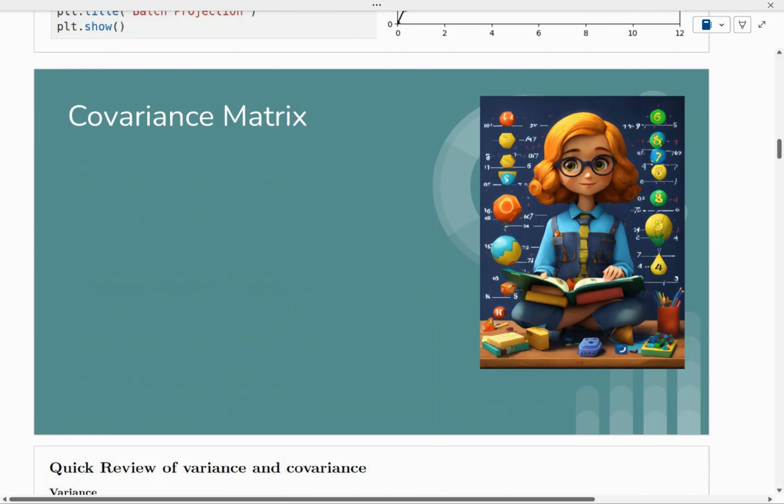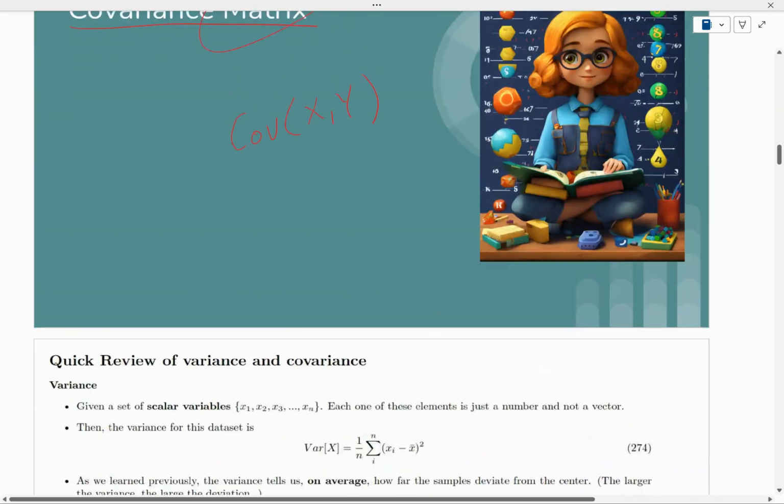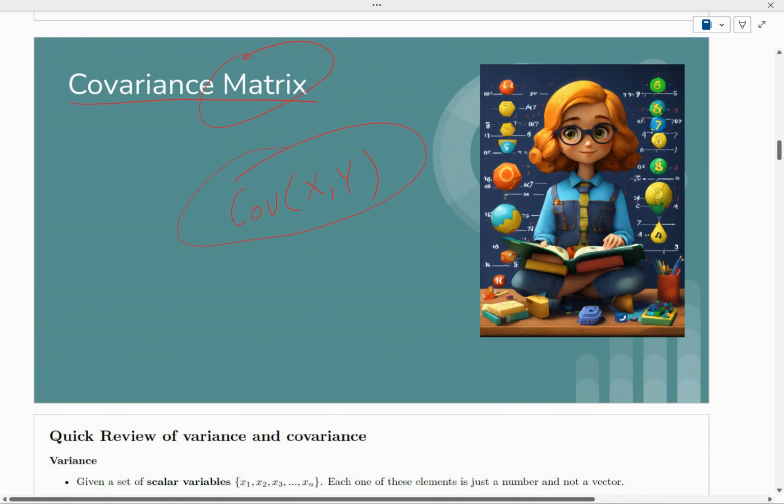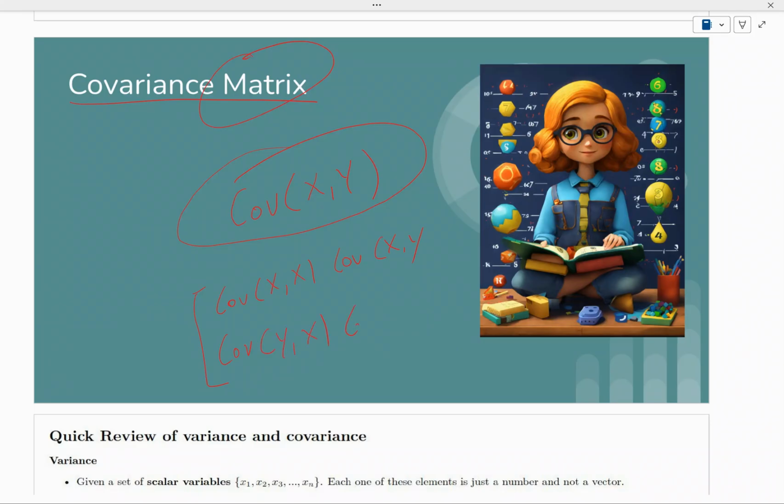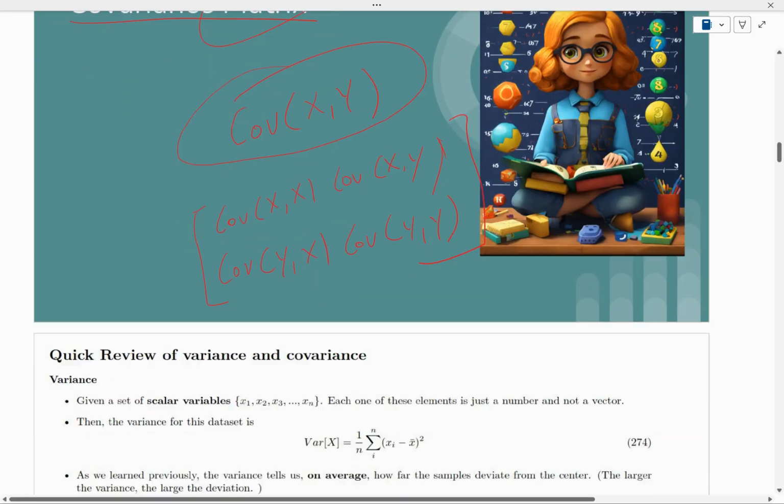After you understand batch projection, the next concept I want to cover is called the covariance matrix. We've previously learned about covariance, which gives you the dependency between x and y. So what is a covariance matrix? If you have two variables, the covariance matrix is covariance of x, x, covariance of x, y, covariance of y, x, and covariance of y, y. It's basically every single combination. So that's what a covariance matrix is.